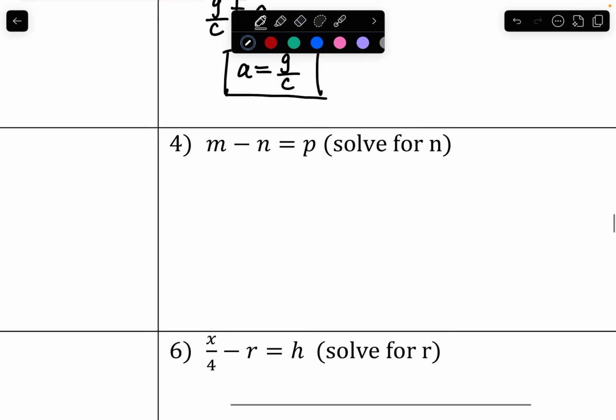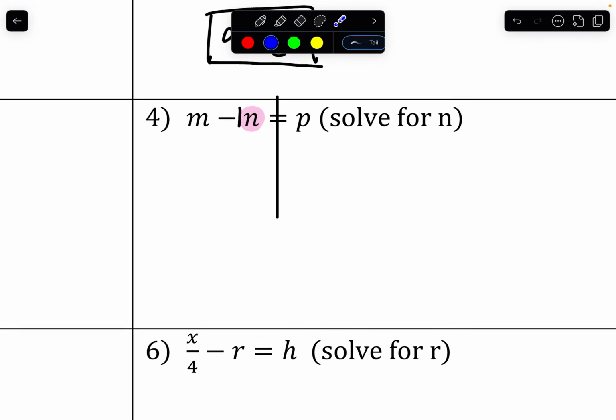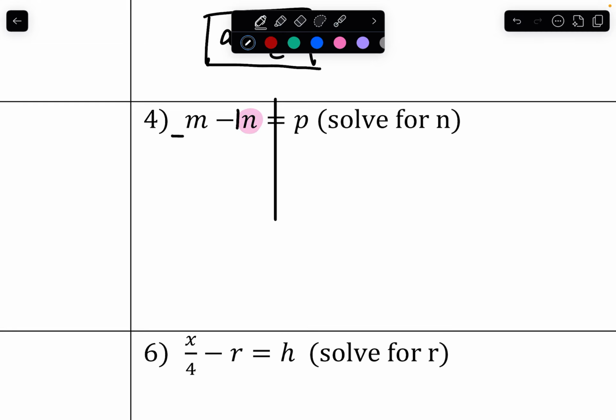On number 4, we are solving for n. It says minus n, so I'm going to go ahead and write the 1 next to it. As we isolate it, we know we'll get rid of that negative 1. Our first step is always take care of what's not attached to your variable. So cover up the variable, and the expression that's not attached is the m. We need to get rid of that m first. It's positive, so we need to subtract it from both sides.